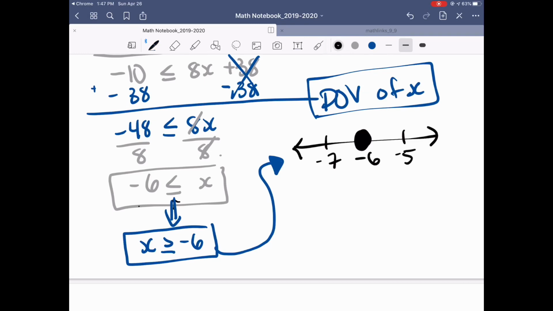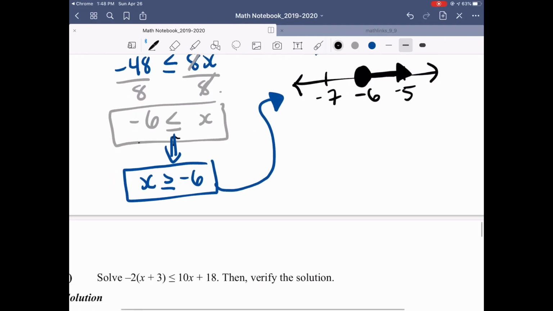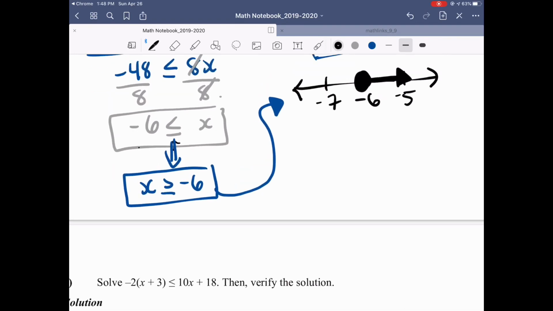So x is greater than or equal to negative 6, which means that the arrow is going to be pointing to the right. And this makes sense because negative 6 is less than or equal to x, and the opposite of that is that x would be greater than or equal to negative 6. So you have to know that your number line is always in the point of view of x. You can verify your solution by plugging in numbers.